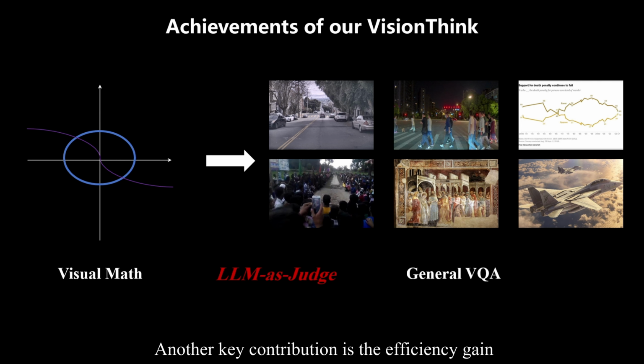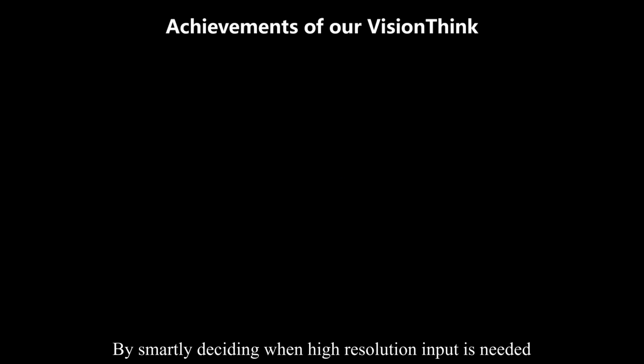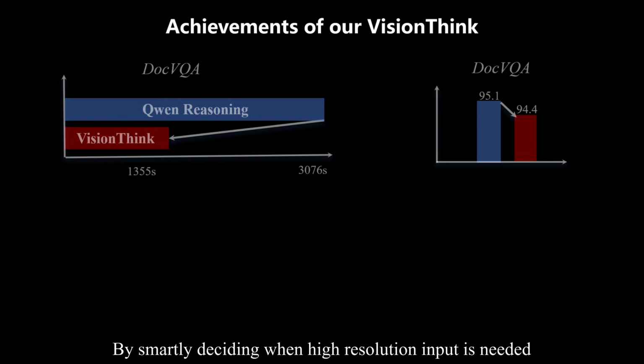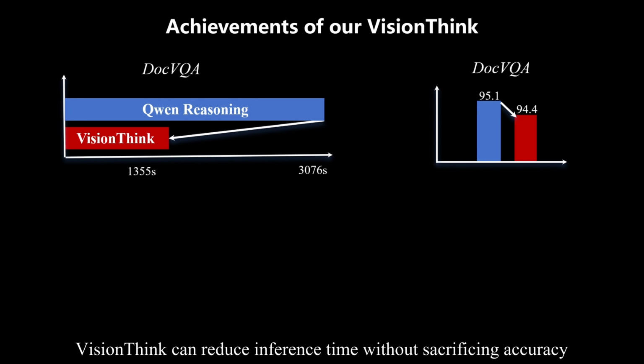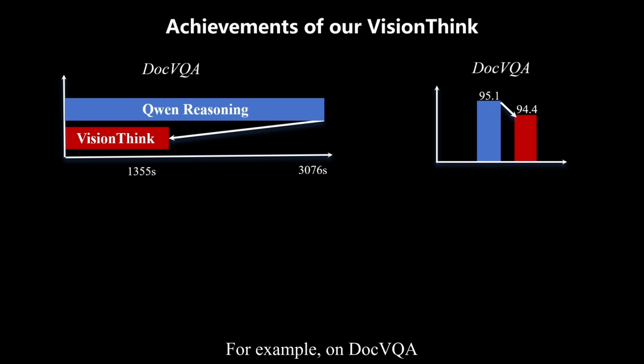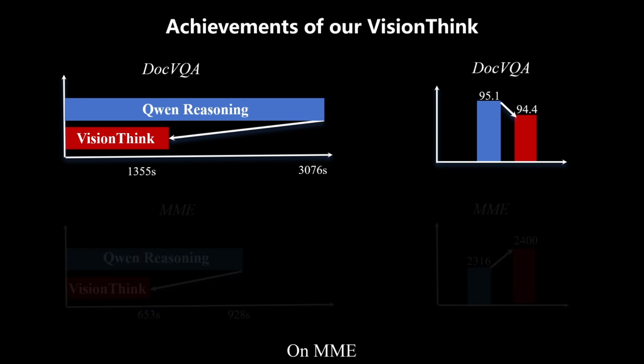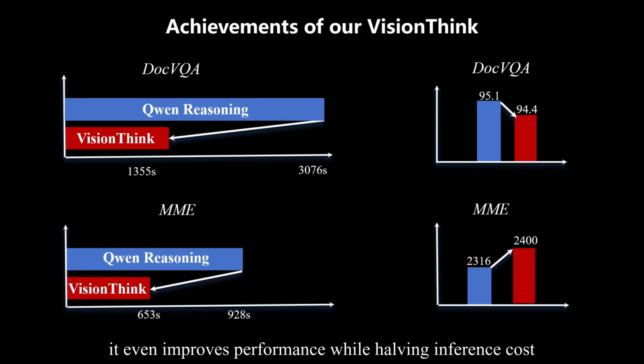Another key contribution is the efficiency gain. By smartly deciding when high-resolution input is needed, VisionThink can reduce inference time without sacrificing accuracy. For example, on DocVQA, VisionThink achieves nearly 3 times speedup with less than 1% accuracy drop. On MME, it even improves performance while having lower inference cost.